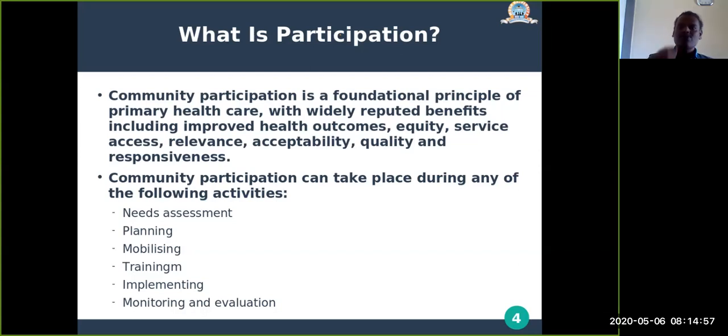So you need to plan along with the community: where you are going to start your program, when you are going to start your program, how you are going to start your program, and how it is going to make things better than before. So these kinds of questions need to be answered, and the answers are supposed to come from the community. So you need to include them from need assessment, planning, mobilization, training, implementation, and monitoring and evaluation.